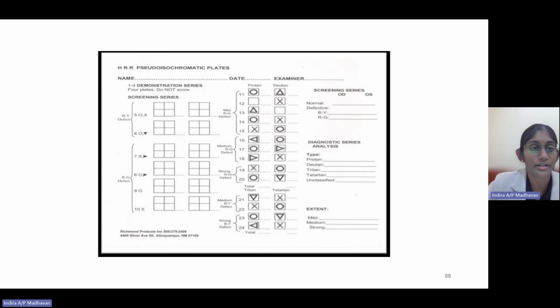So this is how the recording form looks. I will discuss this further during the lab session.